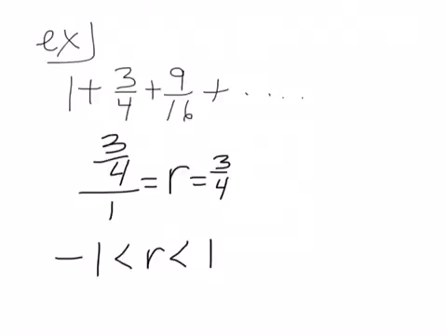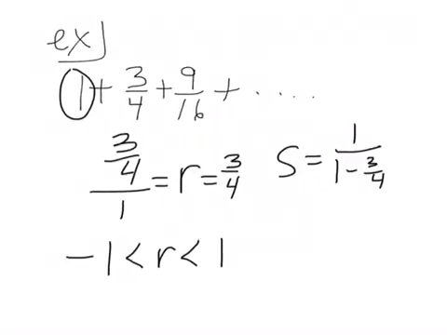So once we have the ratio, the other thing we need is where does it start? What's the first term? And here the first term is 1. So the sum is the first number divided by 1 minus the common ratio. So that will be 1/4. And that means the reciprocal of 4, which is 4. And that's the answer.